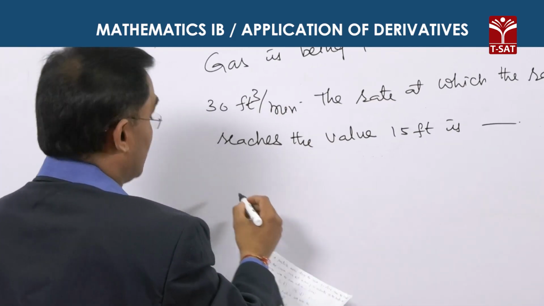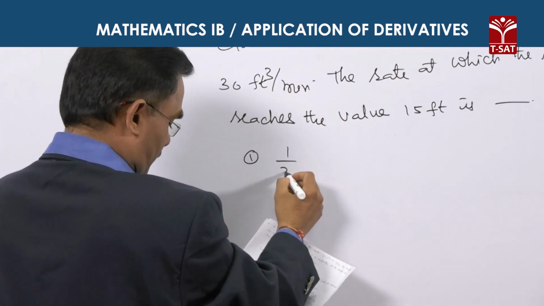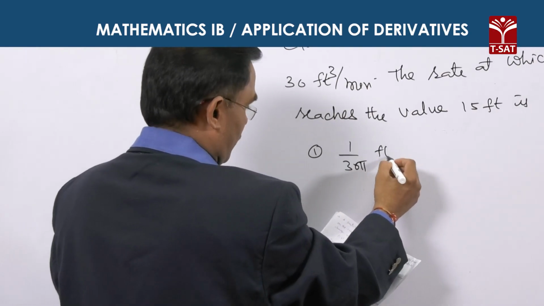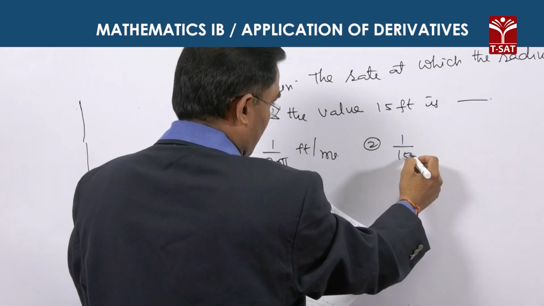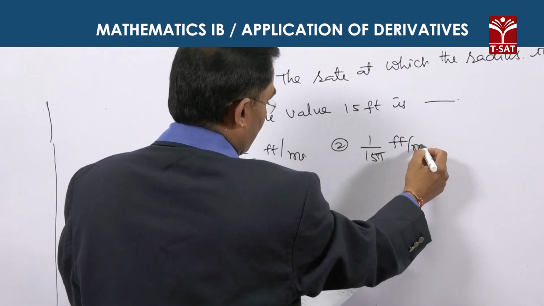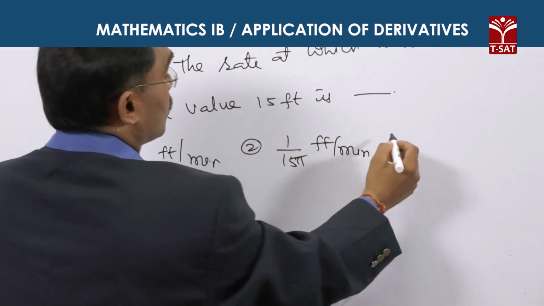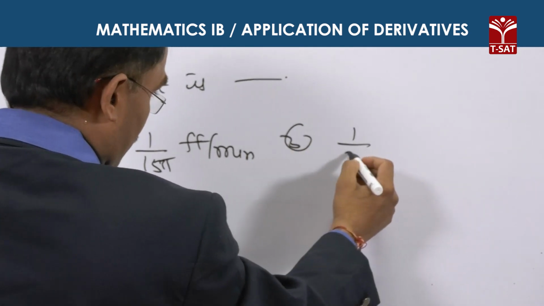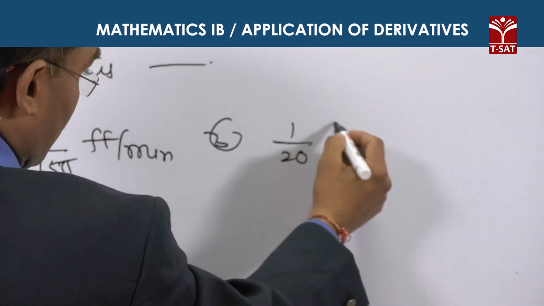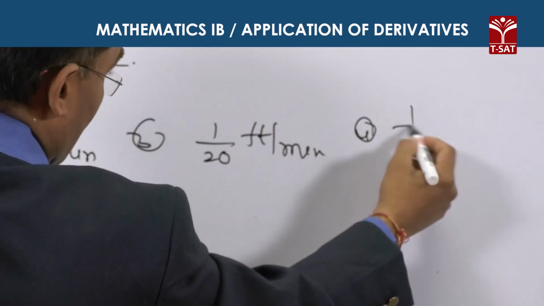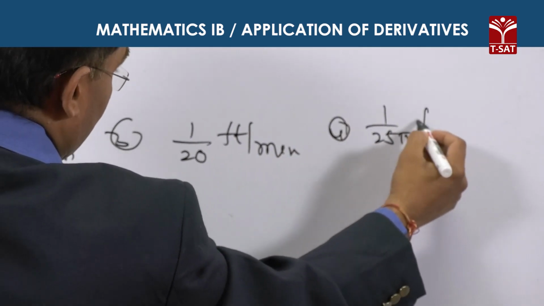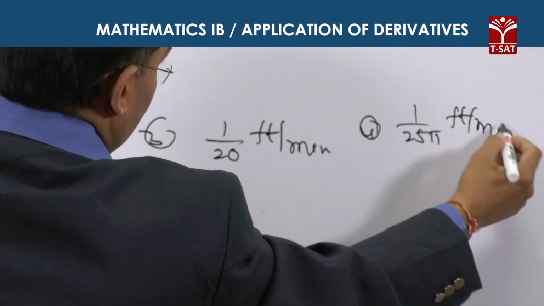Then first response is 1 by 35 feet per minute, second response is 1 by 15.5 feet per minute, the third response is 1 by 20 feet per minute, and the fourth response is 1 by 25π feet per minute. This is the given question.